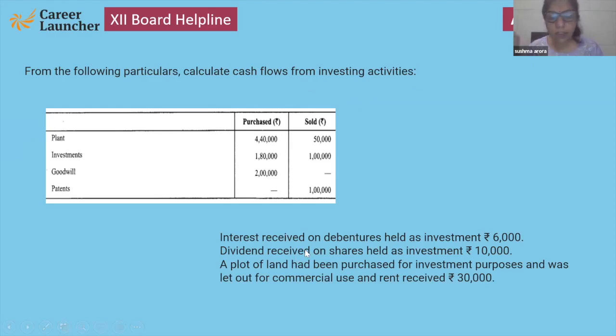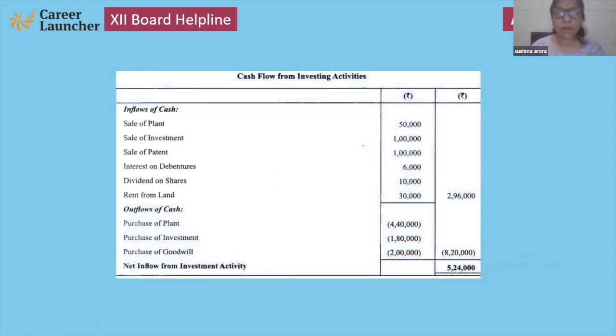Interest received and dividend received are inflow. Rent received is also inflow. See that question. I am going to show you a very easy way here. Sale is simply first inflow: sale of plant, sale of investment, sale of patent, interest on debentures received, dividend on shares received, rent from land received. So received is inflow, all to be added.